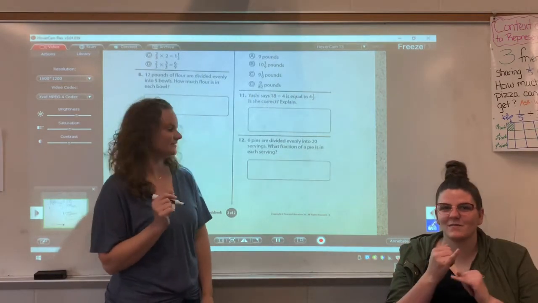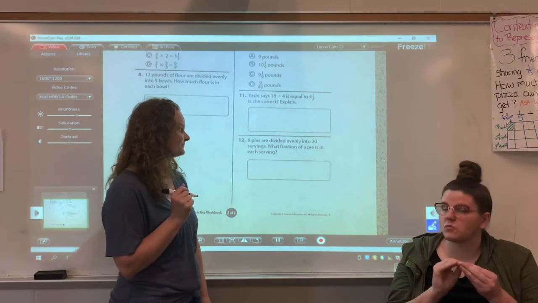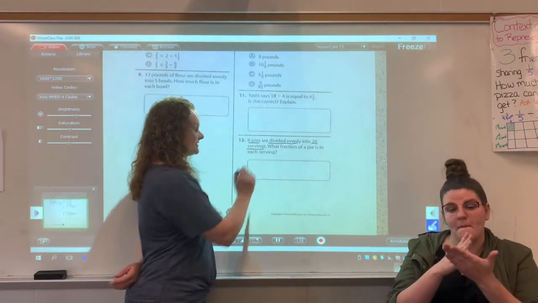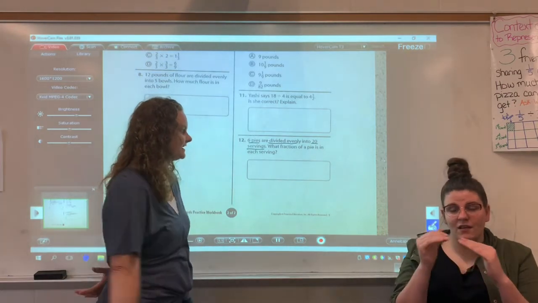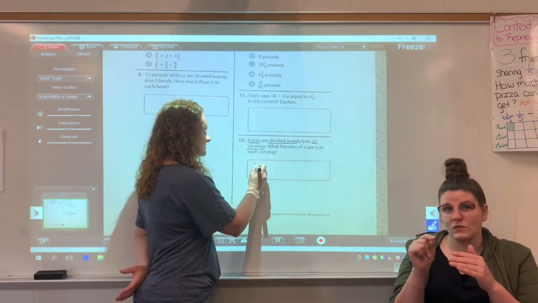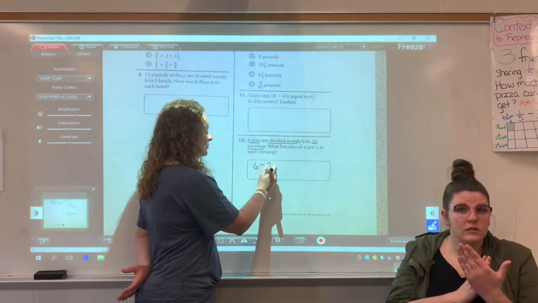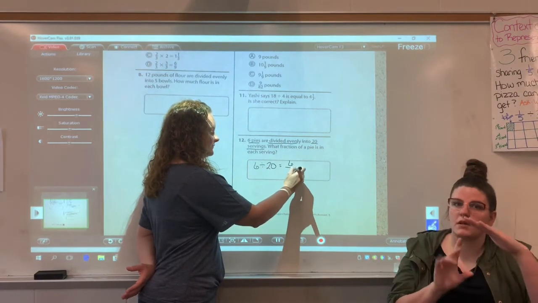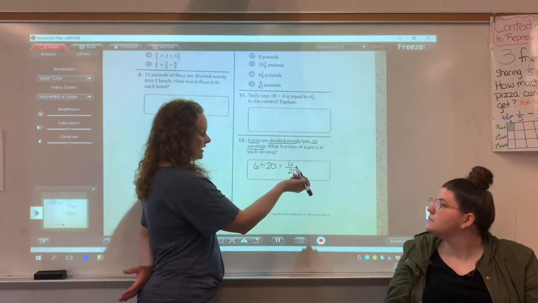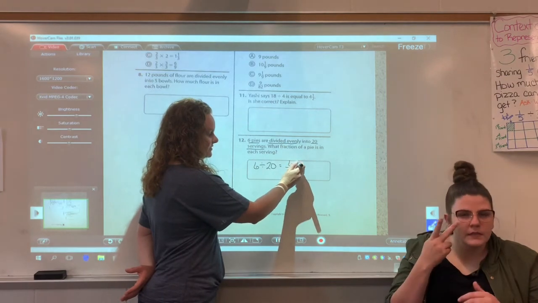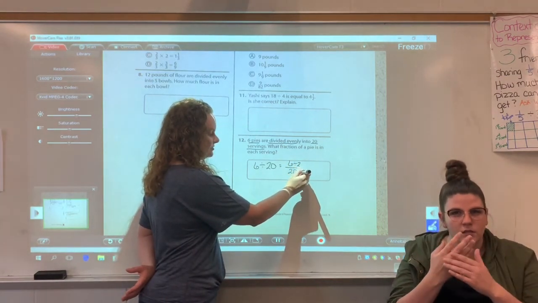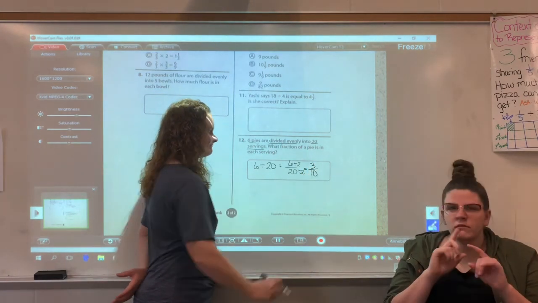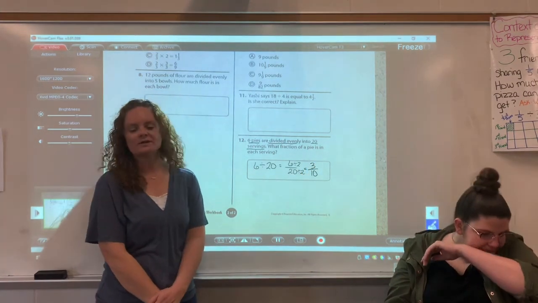Our last problem on this worksheet. There are 6 pies that are divided evenly into 20 servings. What fraction of a pie is in each serving? So we have 6 pies that are being divided among 20 servings. So once again, that is 6 divided by 20. We can see that both of these are even numbers and therefore can be divided out by 2. So we would have 3/10. So each serving would be 3/10 of a pie.